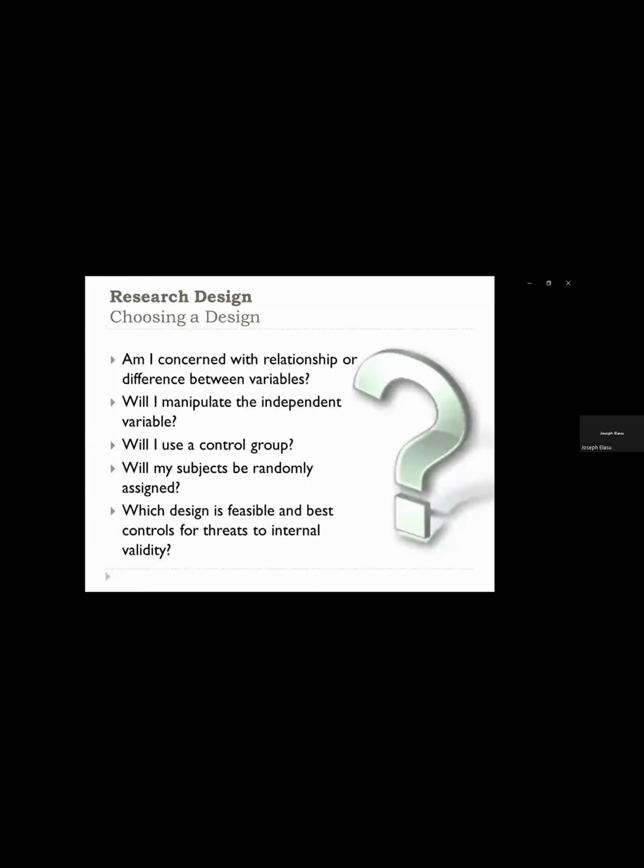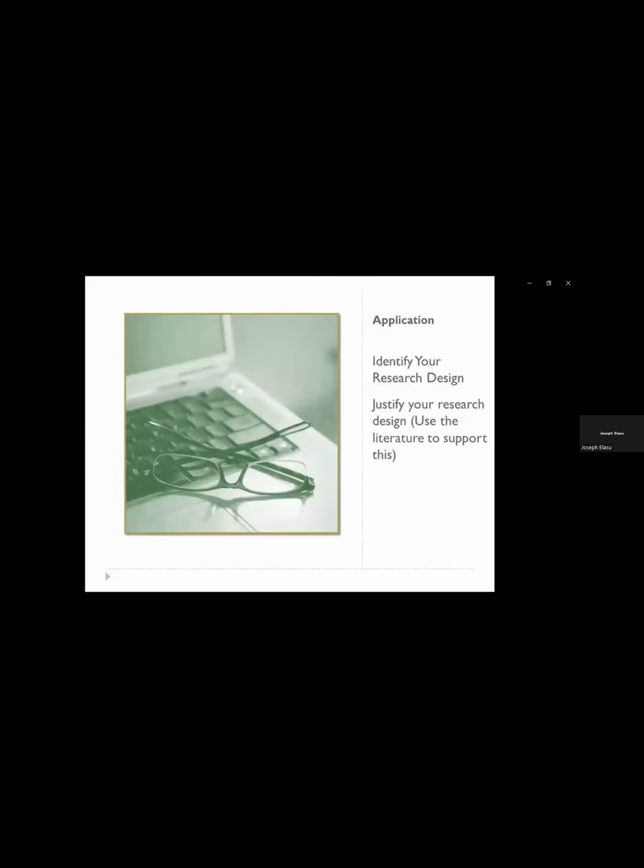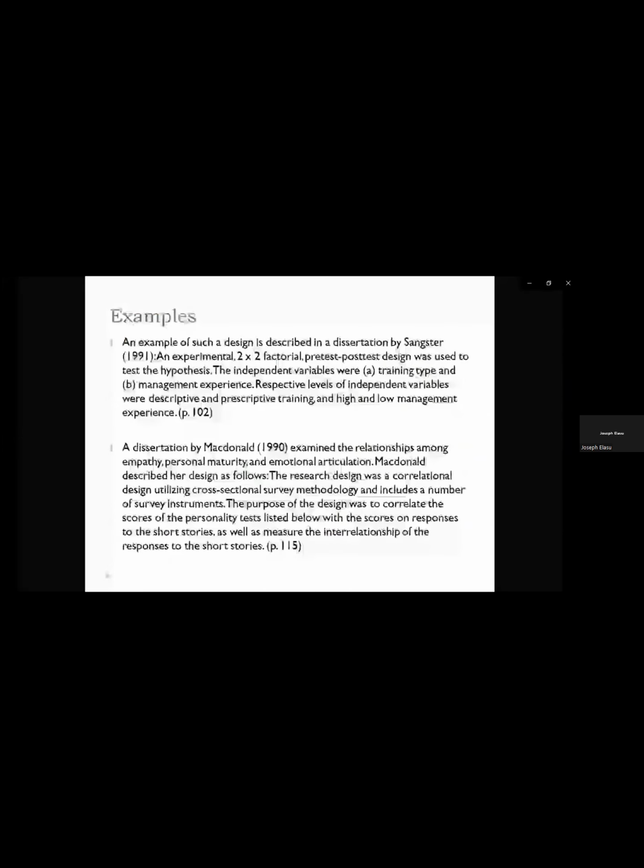Once you have identified the design, you need to ask yourself a few other questions and begin justifying that design. So using the information that we've just gone over, using the information in your research text, as well as the handout I've provided, identify your design and justify that design. Justify that design using the literature in research text as well as empirical literature, as I just explained. The handout that I provided has some examples of identifying and justifying your research design.